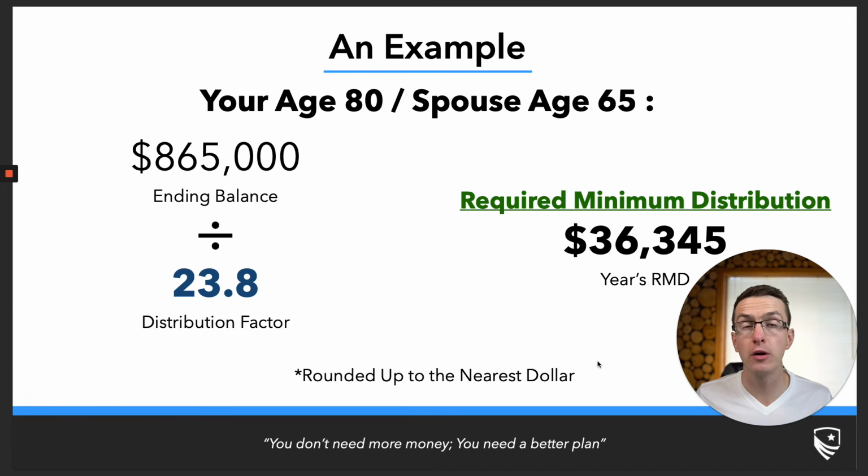So there is a little bit more complexity with the joint tables because you're looking at not only your age, but also your spouse's age. And again, the distribution factors will change based on that given age gap. But you don't want to use the uniform table because you're going to want to use this joint table. It's going to be a little bit more forgiving in terms of RMDs.